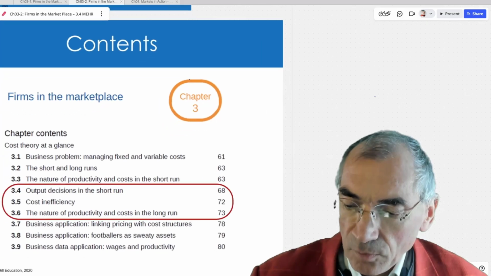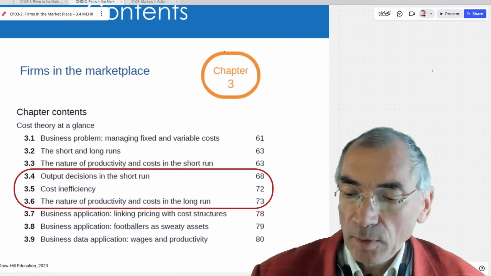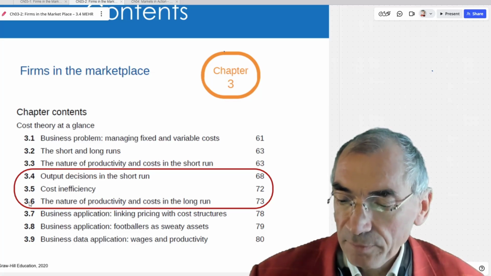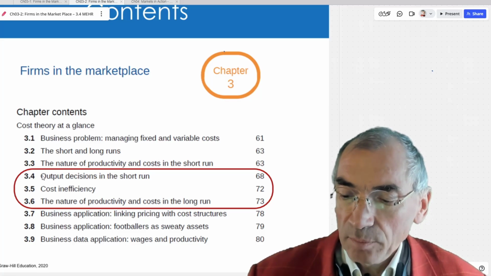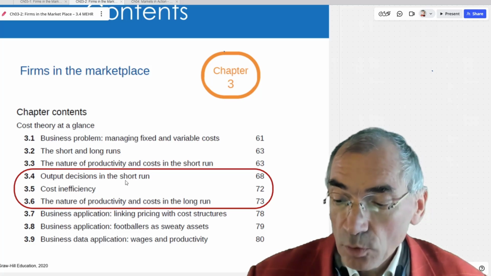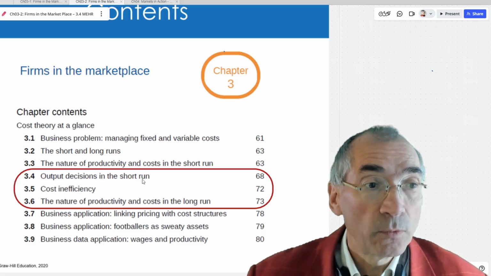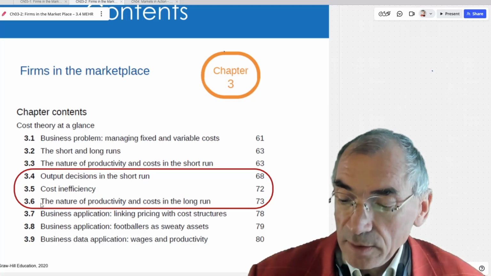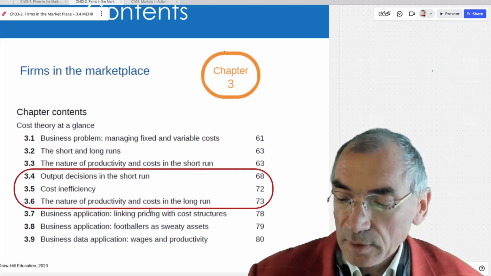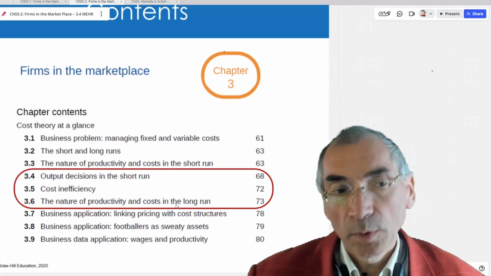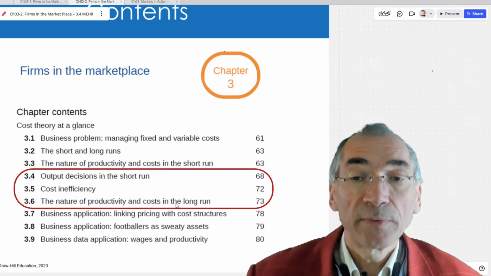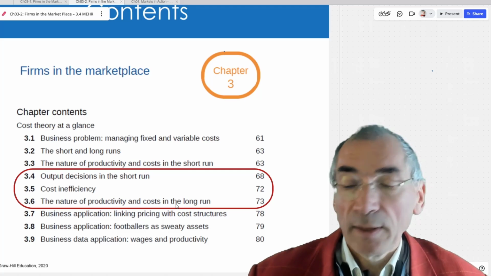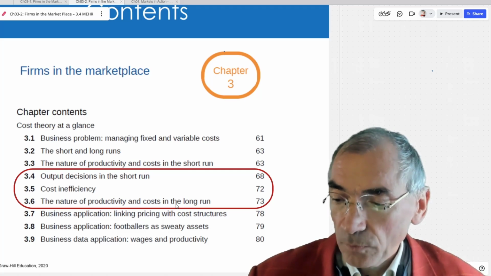That makes sense. And if we look at the table of content, our focus in this video is going to be the part 3.4, 3.5, 3.6, which on the one hand means the output decision in the short run. And this is another word for talking about the supply curve. And then basically chapter 3.6, the nature of productivity and costs in the long run. We heard about the short run, only one variable factor is flexible. In the long run, all production factors are flexible. And this is what we are going to focus on.